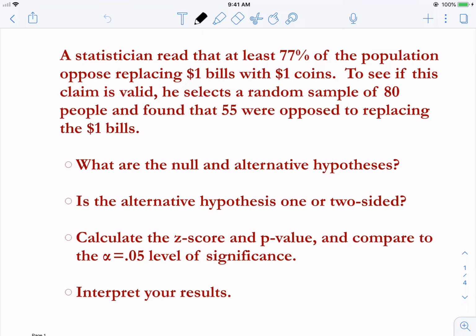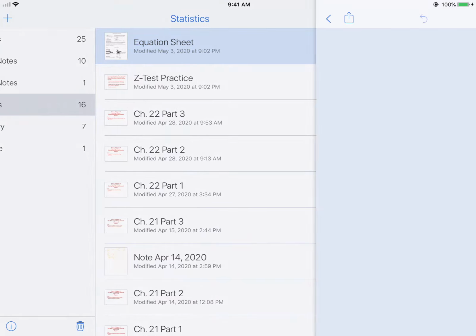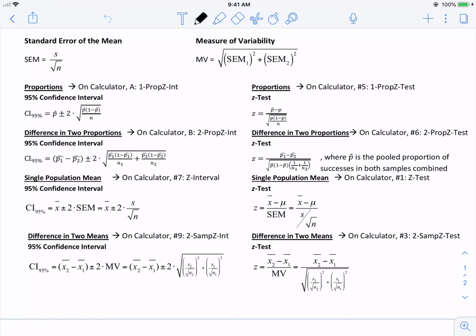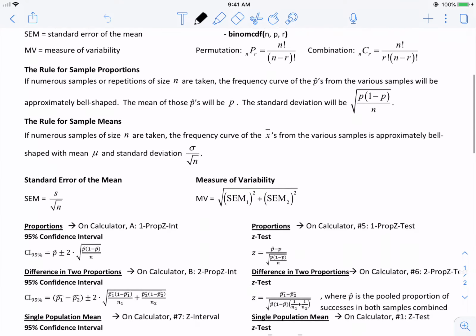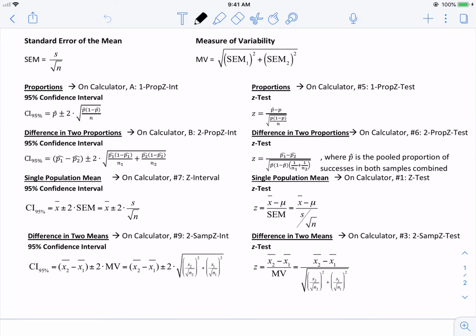calculations. If we take a look at the equation sheet, this is linked at the top of today's lesson page. Right there, this is a slight variation of what we had in our previous unit with confidence intervals. We still have those confidence intervals down here on the bottom left for each of our four cases, but we're going to be looking right now at the bottom right, which has our four z-tests for our tests of significance. And today we're going to concentrate on a single proportion and a single mean.